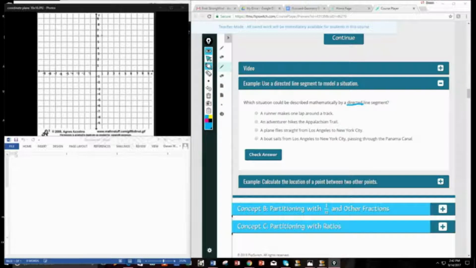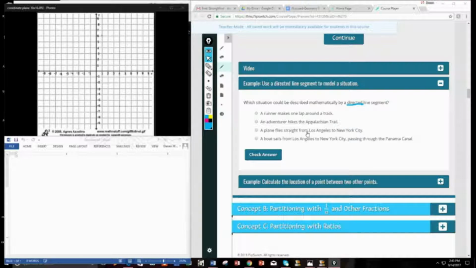An adventurer hikes the Appalachian Trail. So to hike a trail, in my mind, I would have the same starting and ending point because I'd want to make it back to my car. So if I hiked up, I would want to hike back down so I can make it to my car. So I'm not going to choose that one.